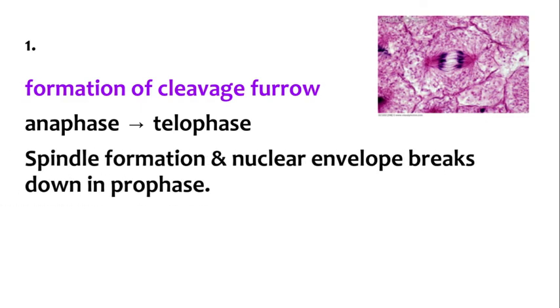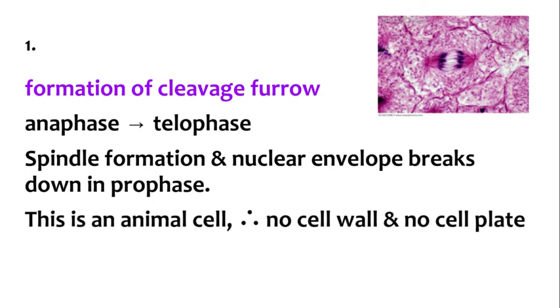I know that because the chromosomes are being spread apart. We're not quite getting that pinch-in part of the cytoplasm yet. So then that means that telophase will follow. So the spindle formation and nuclear envelope breaking down, those are incorrect choices because those all happen in prophase, and that's going to happen at the beginning. And this is an animal cell, so there's no cell wall and there's no cell plate that's going to form.